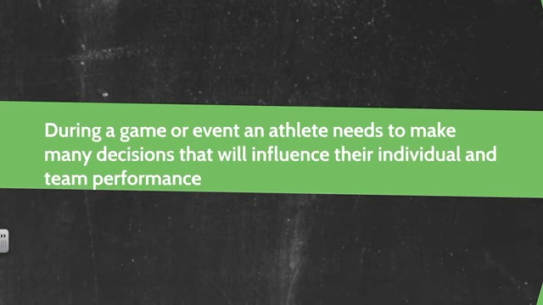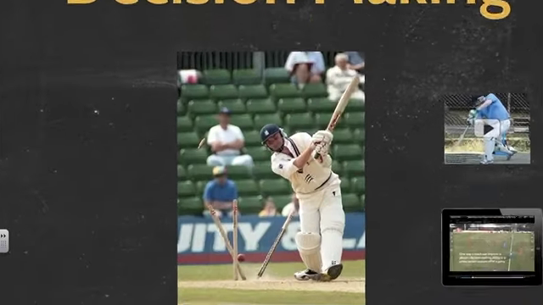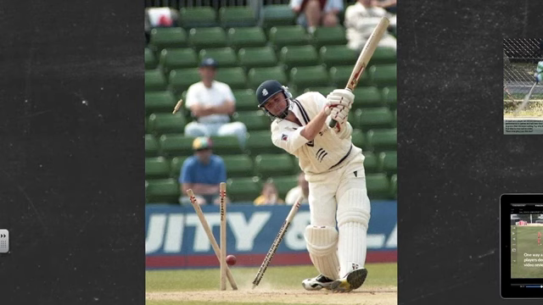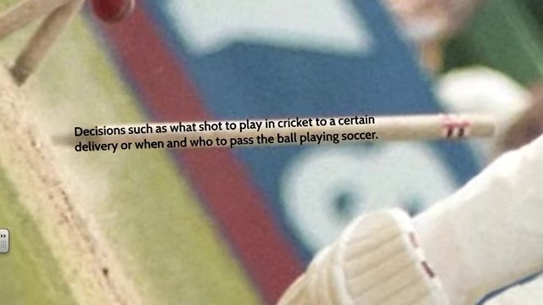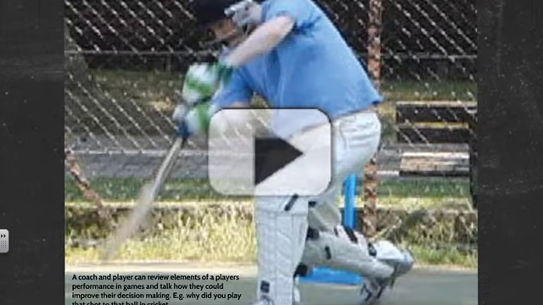During a game or event, an athlete needs to make many decisions that will influence their individual and team's performance. Now this is known as decision making, and in the example of this cricketer here, he's obviously made a very poor decision in terms of what shot he'll play. Decisions such as what shot to play in cricket, to a certain delivery, or when and who to pass the ball to in playing soccer are examples of decision making. One way a coach can improve a player's decision making ability is in video review sessions after the game, where the coach will sit down with the team or individual players and review their performance to assist them in making better decisions in the future.